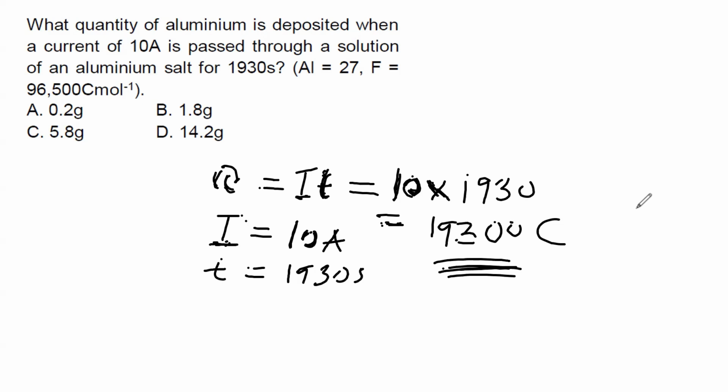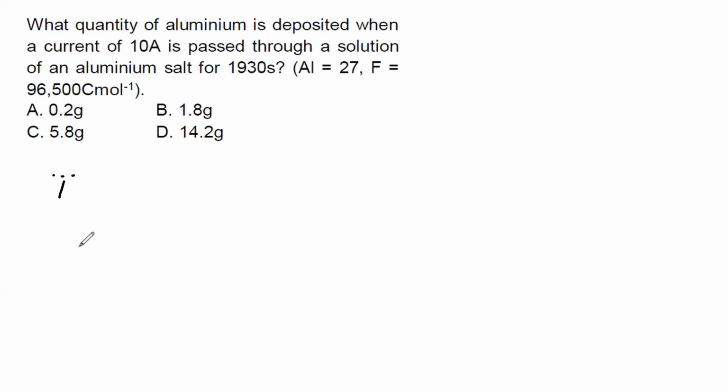So we have our Q now. Sorry, we have our Q here, calculated as 19300 coulomb. Now, of course, we know that it's aluminium.